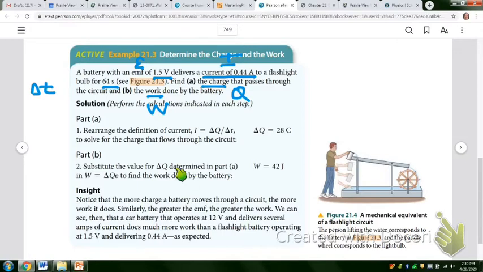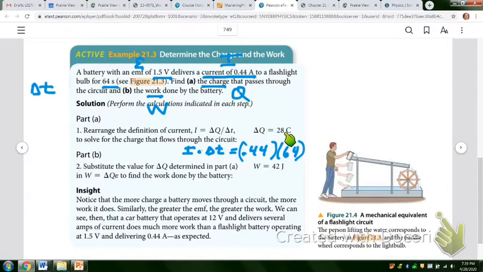So part A, they tell you what formula to use, and it says I is equal to Q over T. That formula is on your sheet, maybe the first one, and I know that I'm looking for Q. So if you want to look for Q, you would have to multiply both sides by time. So you would have I times delta T. I know what I is. I is 0.44 amps. So 0.44 amps times the time, which is 64 seconds. If you multiply those together, 64 times 0.44, that should round to 28 coulombs.